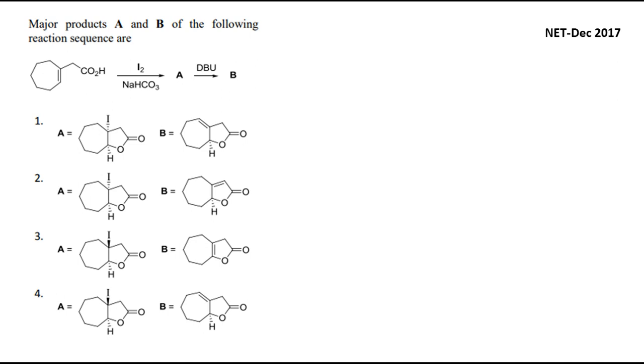Major products A and B. Look at the first reagent, iodine, NaHCO3. So here what will happen, this is basically iodolactonization. Look at the final structure: a lactone, that is, a cyclic ester, is formed, and for that we have used iodine and NaHCO3 as the first reagent.